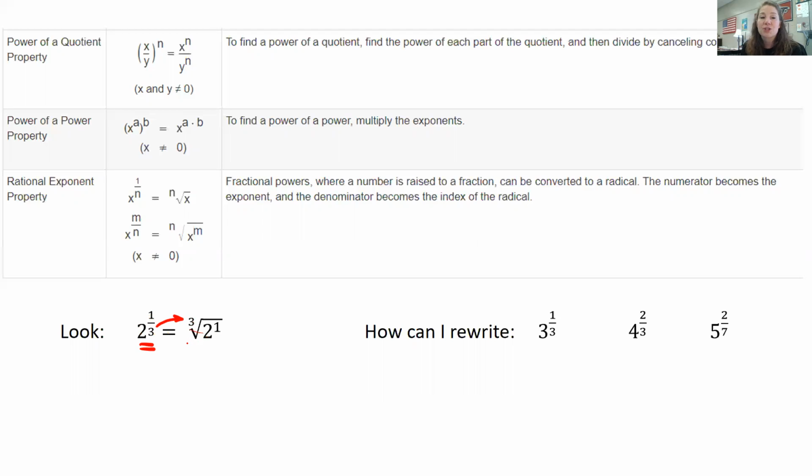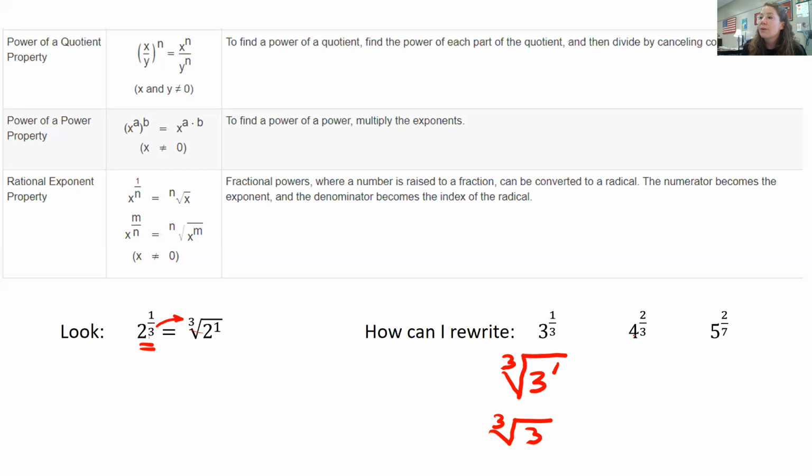Because 2 to the first power is just 2, correct? So that's what happens to that fraction. You divide it up: the numerator stays with the base, and the denominator becomes the index of the radical. So how can I rewrite 3 raised to the 1/3 power? Well, the 1 becomes our exponent, and the 3 becomes the index. So the third root of 3 to the first, well, of course, 3 to the first is just 3. So that's our final answer.